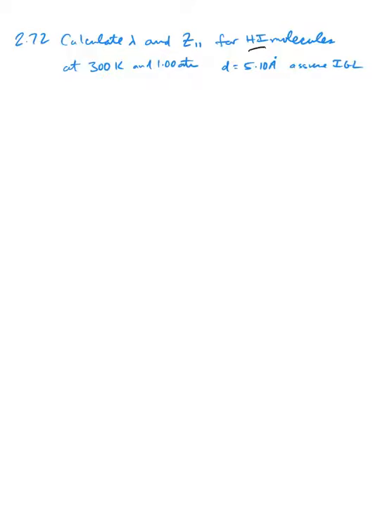But this problem asks us to calculate the mean free path, represented by the lambda, and the collision frequency. Really, it's the binary collision frequency because we're counting the individual numbers of collisions between HI molecules. Let's use the ideal gas law to get the number density, which is an important quantity in these problems.